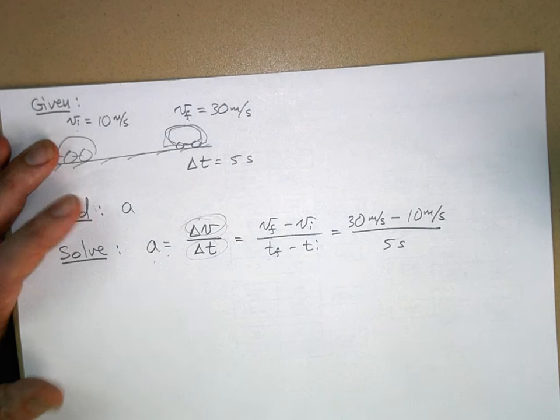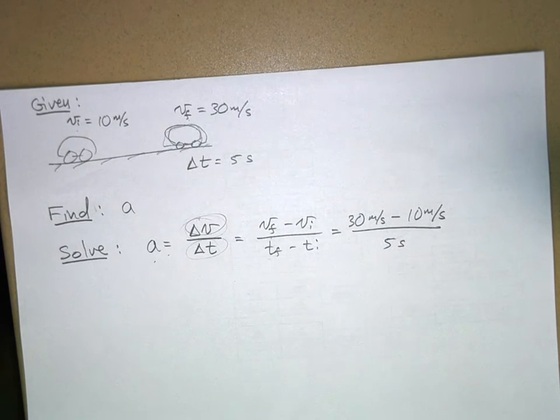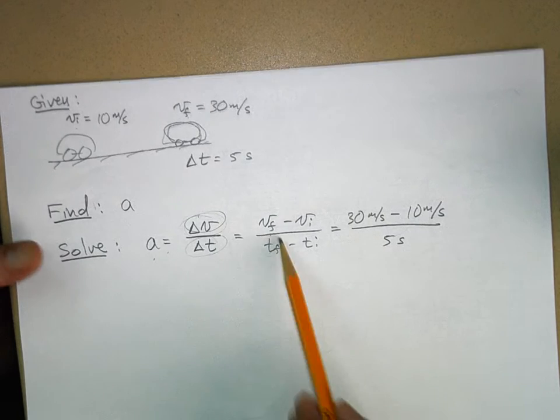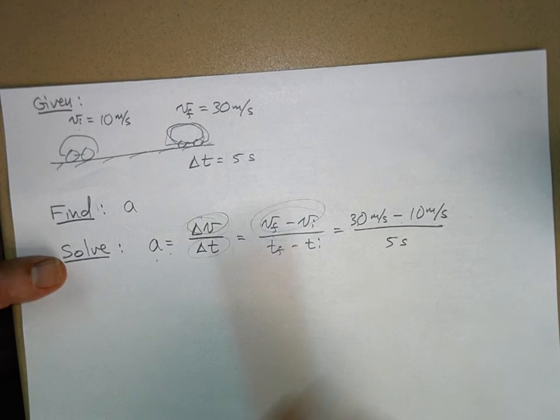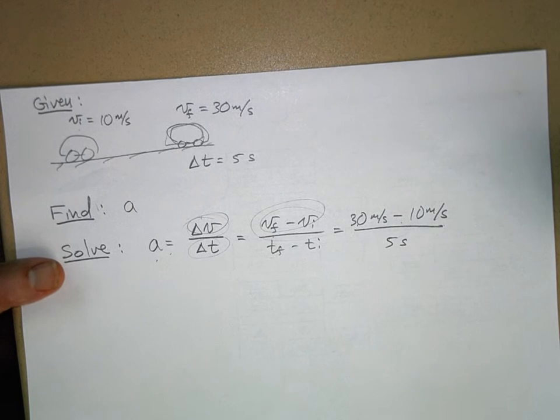Now, do you have to go through this? If I was going to do this in my homework, I don't know if I'd say delta V. I would put the 30 minus the 10. You don't have to really go through all that, if you know what delta means.